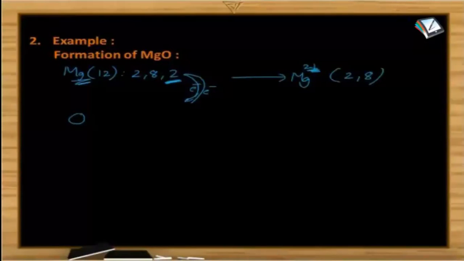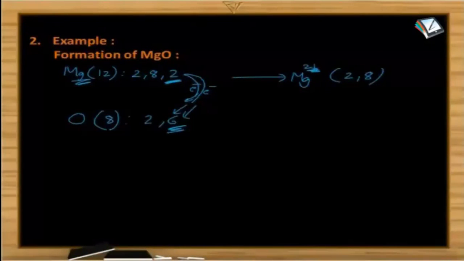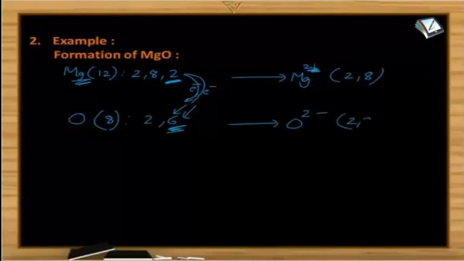Then oxygen. What is the electronic configuration of oxygen? As atomic number is 8, it is 2, 6. So it requires 2 more electrons to get the octet configuration. So those 2 are accepted by the oxygen, and that is converted into O2- ion. So then this also becomes 2, 8. Now what is identical here?